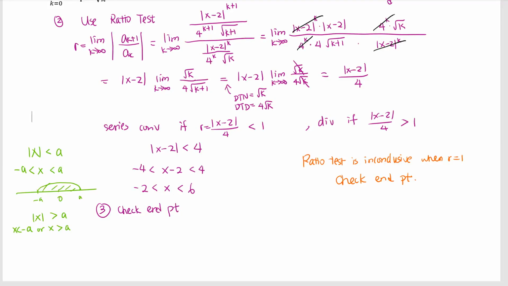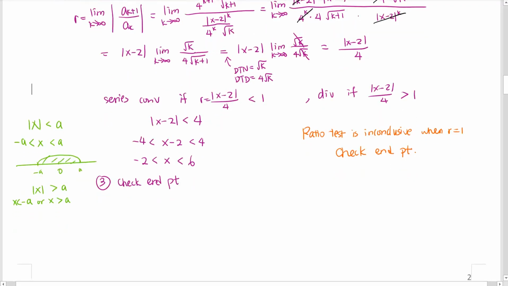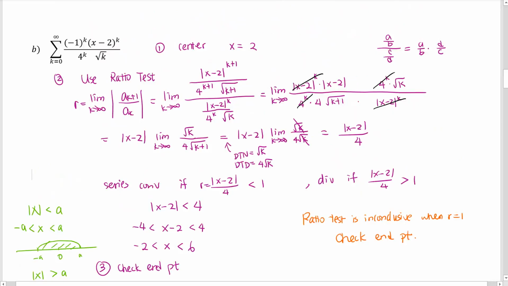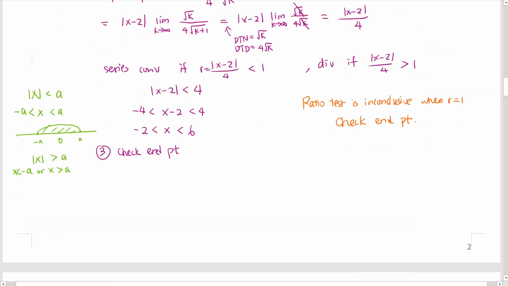In the last problem, we didn't check the endpoints because it converges for all real numbers, so there's no endpoint. But here we have to check the endpoints. So what are the endpoints? The endpoints are 6 and negative 2. I suggest you check the positive number first and then check the negative number.